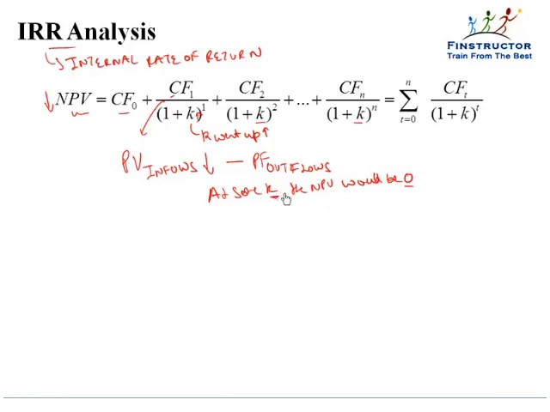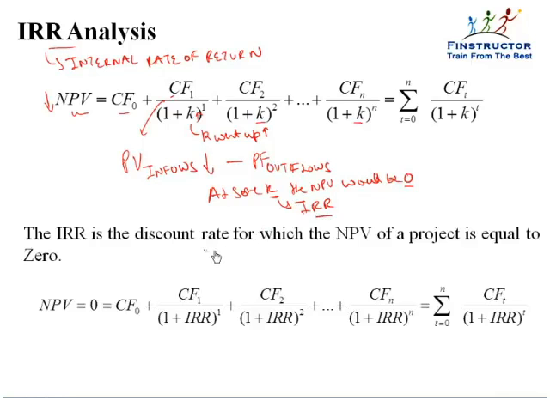That K is called the internal rate of return, or the IRR. So the IRR is the discount rate for which the NPV of a project is equal to 0. So if we compute the NPV using the discount rate as the IRR, then the NPV would come out to be 0.